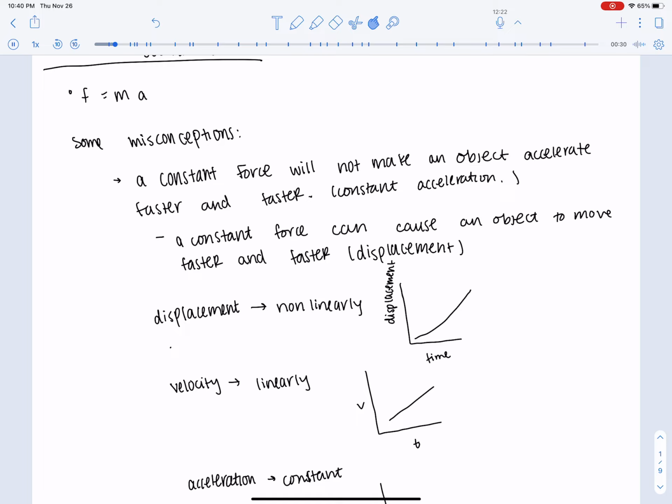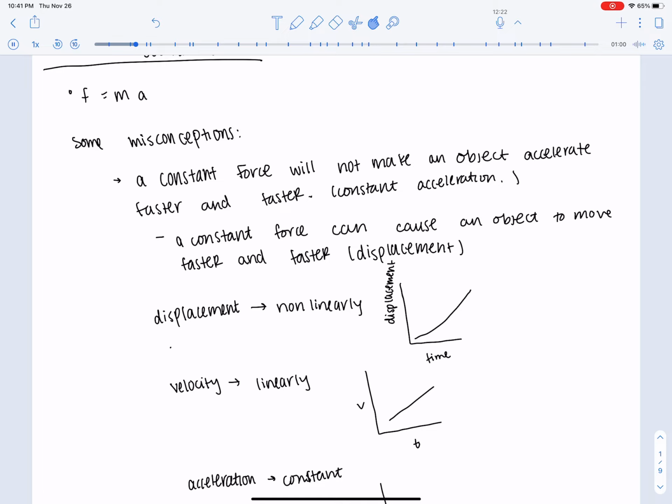faster and faster, meaning that a constant force can cause an object to move, which is displacement. And displacement, when a constant force is applied, I wrote down some of the graphs. Displacement is not linear, and velocity is, and acceleration is constant.